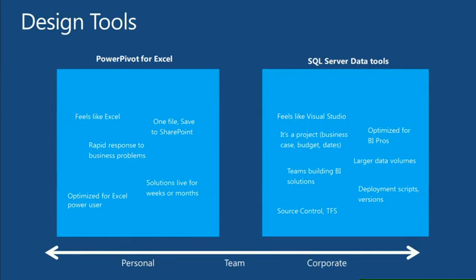So the last slide is, so what about the difference of design tools? So we have a similar BI semantic model, but two design tools. One is Power Pivot for Excel, and this feels like Excel. It is Excel. It's one file. We can save it to SharePoint. This is meant for rapid response to business problems. Solutions usually live for weeks and months, not infinite. And it's not used in your day-to-day business. It's used for ad hoc questions. And it's optimized for the Excel power user. So it's, again, personal BI.